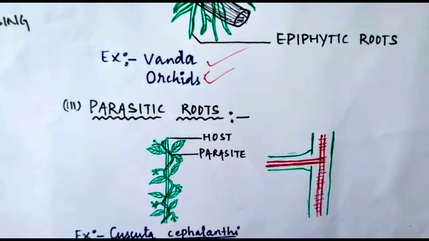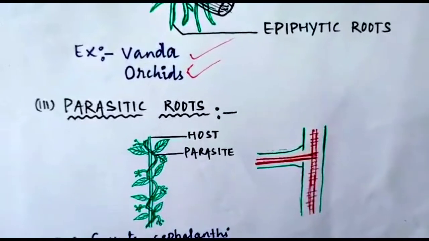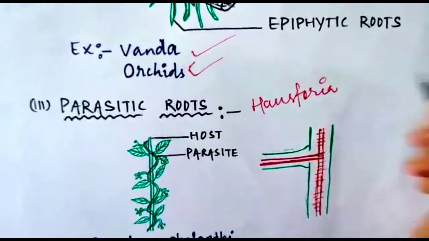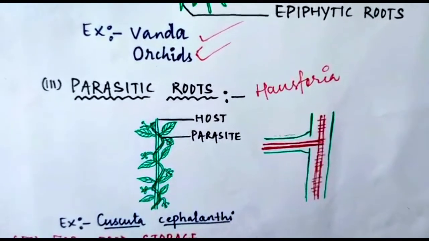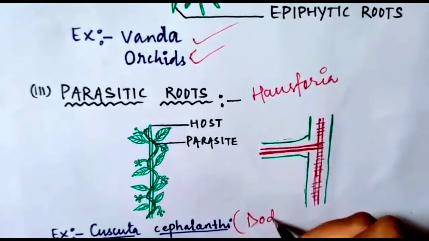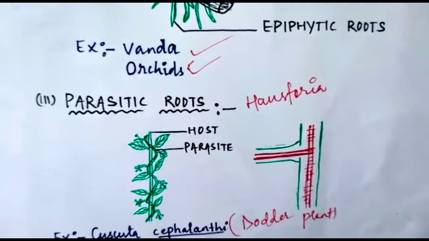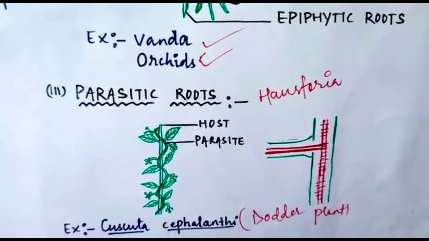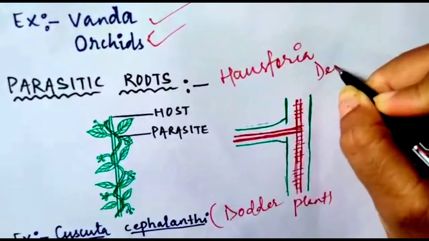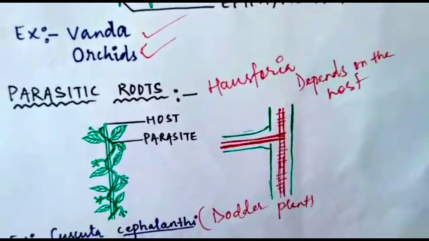Then we come to the parasitic roots. These roots are also known as haustoria. And the example is Cuscuta reflexa, which is also known as dodder plant. In this case, it depends on the host plant for food and water.